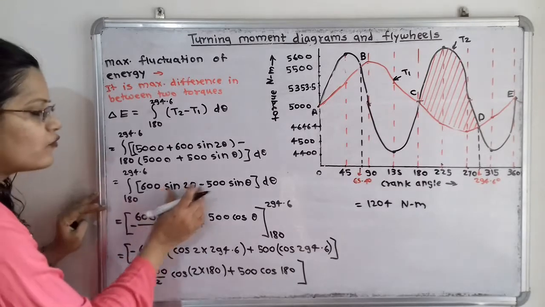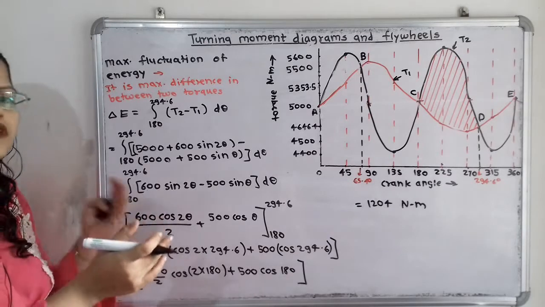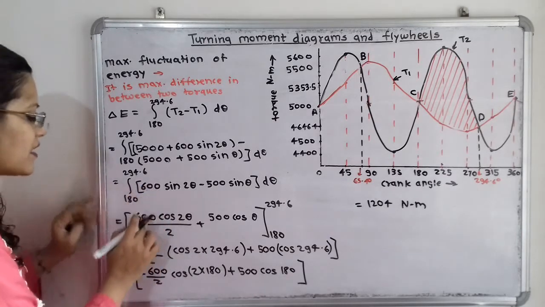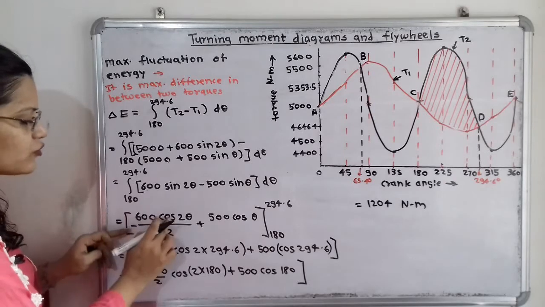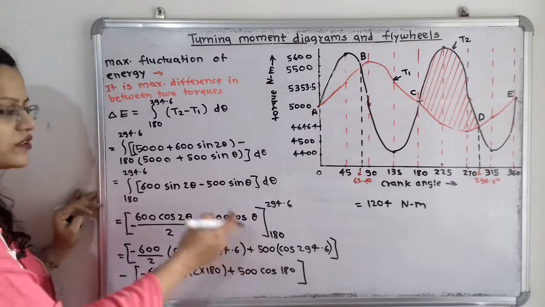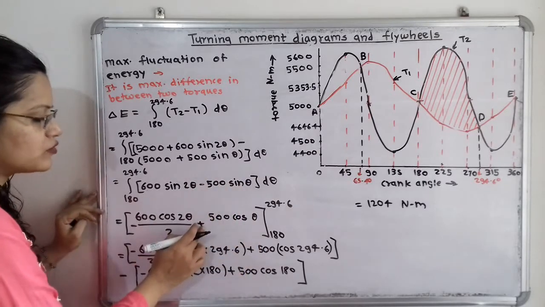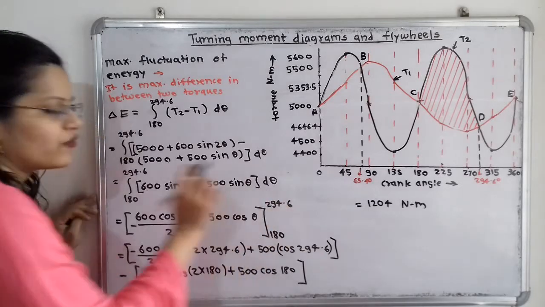The integral of sin 2 theta d theta is minus cos 2 theta by 2. So 600 remains as it is: minus 600 cos 2 theta by 2. And the integral of sin theta is minus cos theta, so minus minus becomes plus: plus 500 cos theta. And we have to give the limits 180 to 294.6.